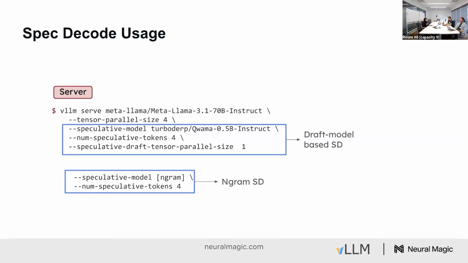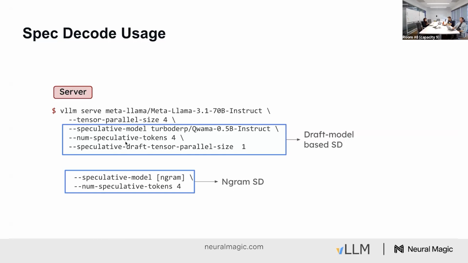And lastly, I want to mention how to use speculative decoding in vLLM. It's actually pretty simple. You just need to launch a vLLM server, right? So vLLM serve a 17-bit model with TP4, tensor parallel size 4. Those are the commands you use to launch a normal server. But if you want to add the speculative decoding feature, you just add those flags.